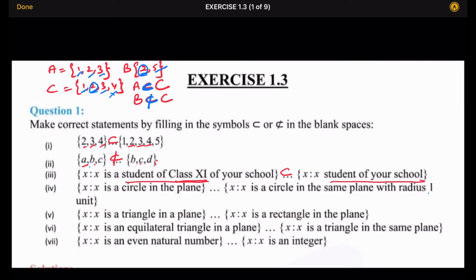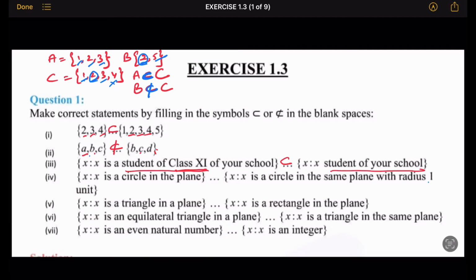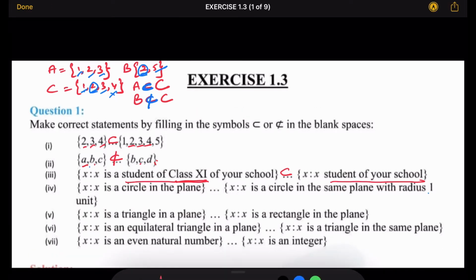Next, fourth one, X such that X is a circle in the plane, dash, the other set is X such that X is a circle in the same plane with radius 1 unit. Now in this problem, if you take a circle in a plane, it can be of different radius. You can have 1 unit radius, 2 units radius, 0.5, different circles in this plane.